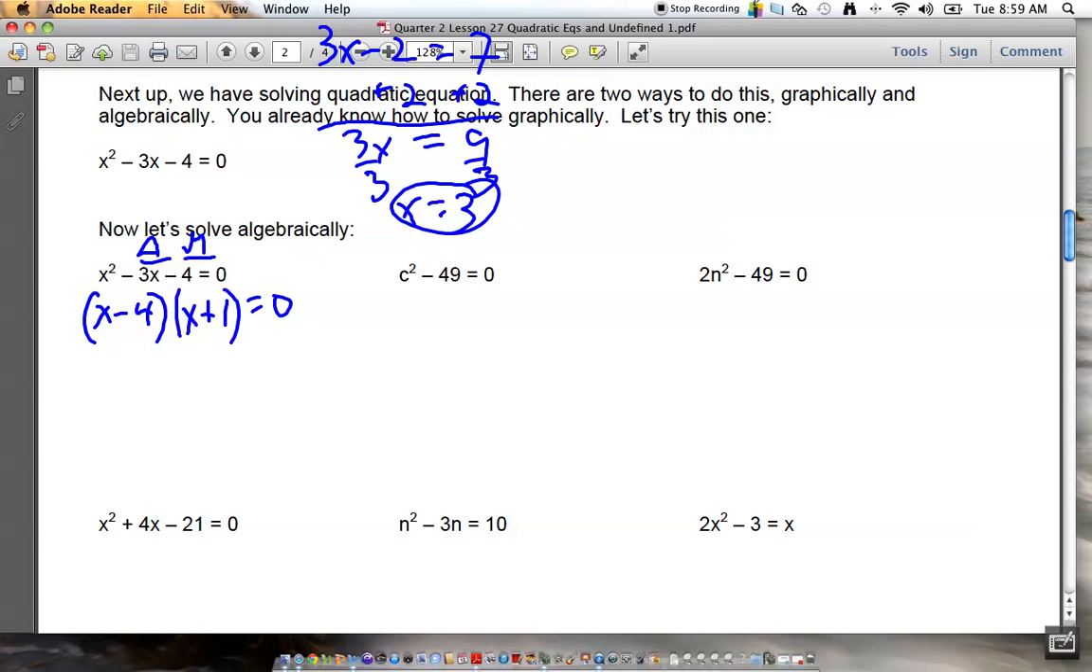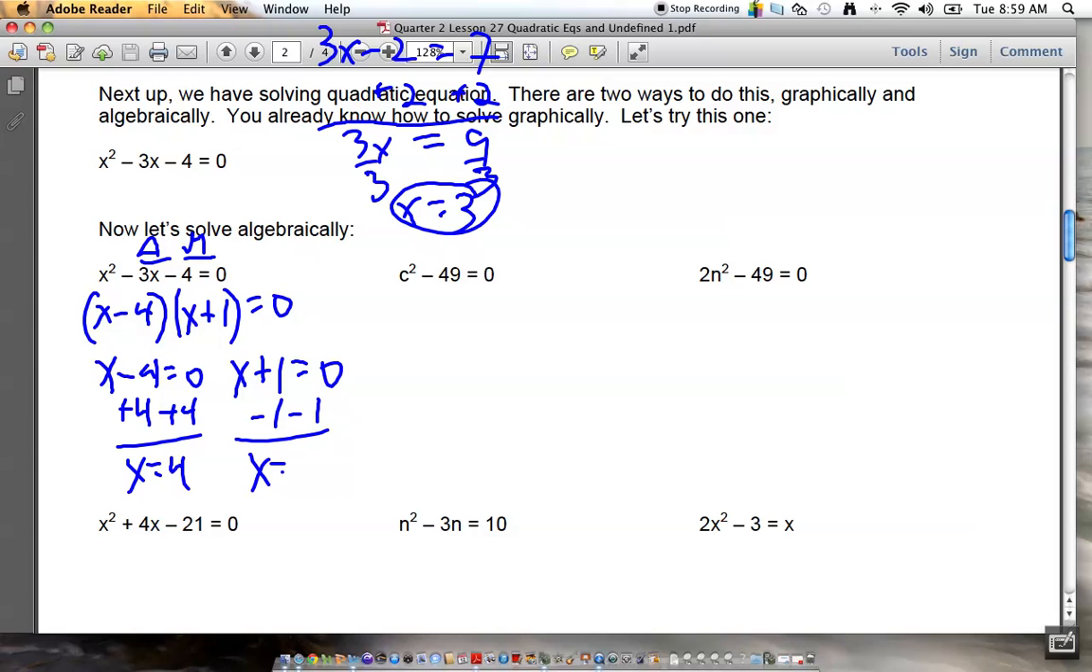So what I'm going to do is say, maybe it's the guy on the left, or maybe it's the guy on the right. And then just solve each one individually. X equals 4, x equals negative 1. And I'm done. Wait. I'm going to give you a little hint here. Do you see how a quadratic has a little 2 here? That means there's 2 answers. And that's how you get your 2 answers.